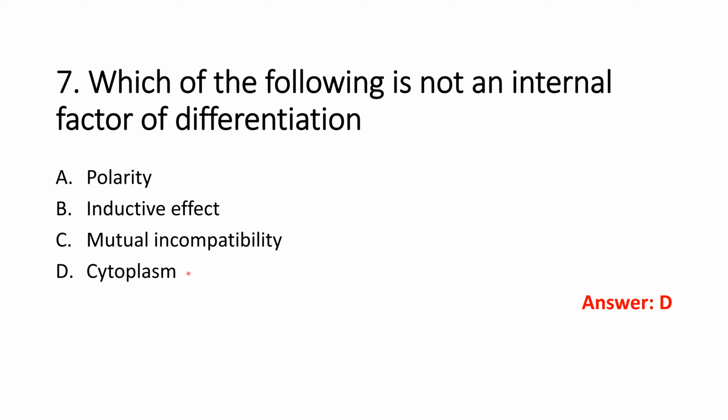So cytoplasm is not typically considered a factor of differentiation because it is a fundamental component which is found in the cells and it is not a factor that directly causes differentiation. Differentiation usually involves changes in gene expression, cell signaling and other molecular processes, while cytoplasm is a cellular structure that contains various organelles and molecules. So that's why it is not an internal factor of differentiation.